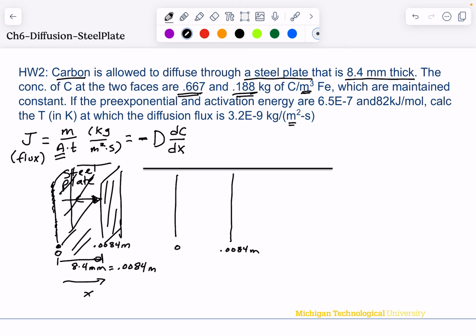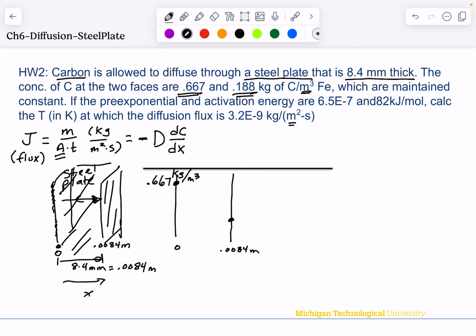And the problem statement is telling us that the concentration at the left face is 0.667 in units of kilograms of carbon per cubic meter. So I'm going to write kilograms per cubic meter, and on the other face, it's a lower value, and I've put it at a lower value.